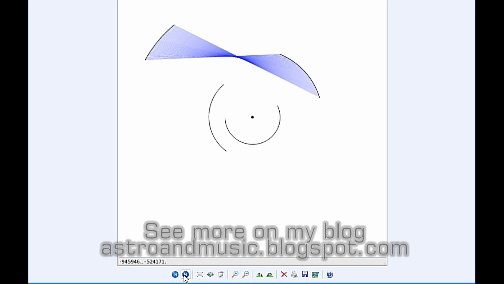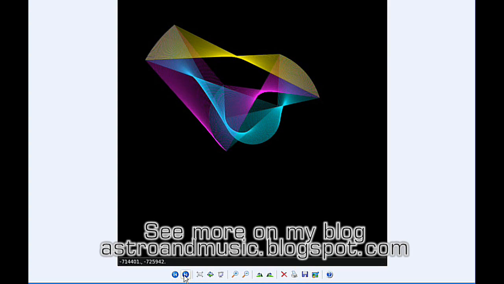And then I combine all of these and get rid of the orbit lines and colorize them a little bit more to get that for today. That's a really nice shape.